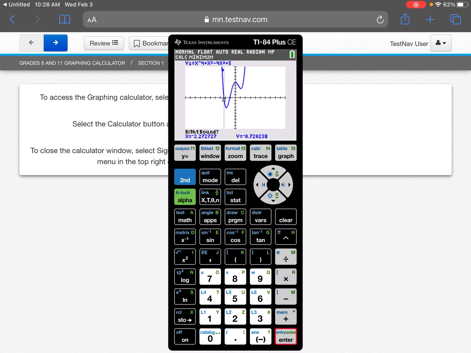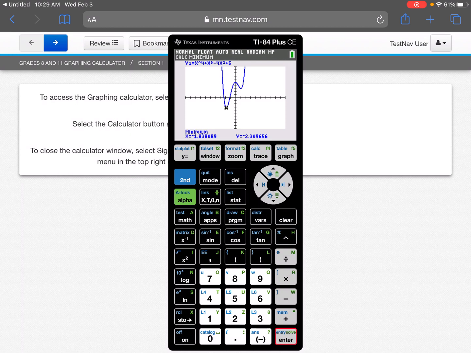Then I'm going to move it to the right of that minimum value. Okay, so it says right bound. We're going to press enter. And then it says guess. Now you'll notice the calculator puts a couple of lines. You're telling the calculator, I want you to look at these values just between those lines and tell me what the minimum value is. So you're going to press enter one more time. We don't want guess. You want to get to the spot where it says minimum or maximum.